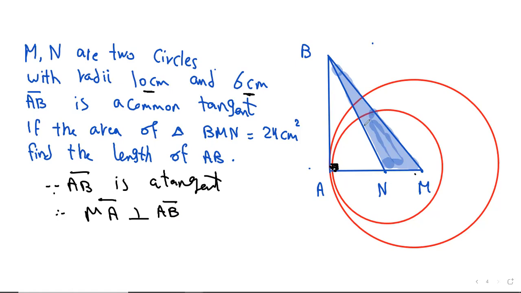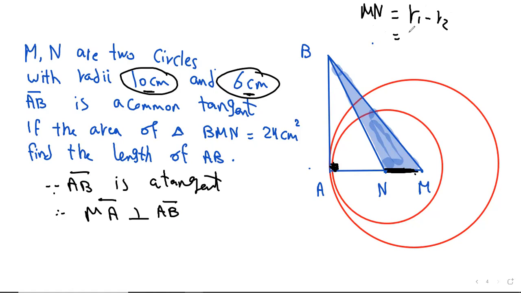And the two circles are touching internally. So we can find the line of centers. The line of centers in this case, because they are touching internally, equals the difference: R1 minus R2 equals MA minus AN equals 10 minus 6 equals 4 centimeters. So MN equals 4 centimeters.